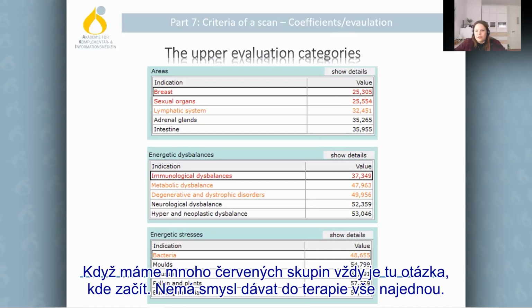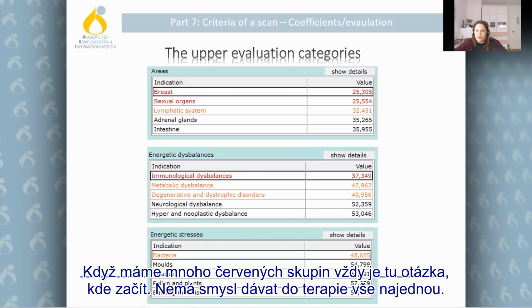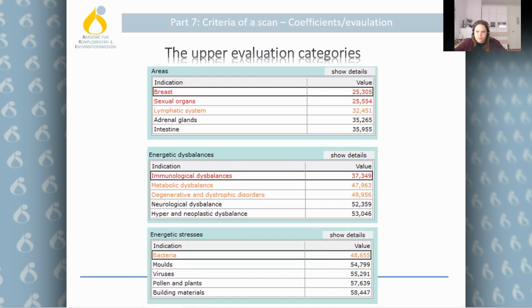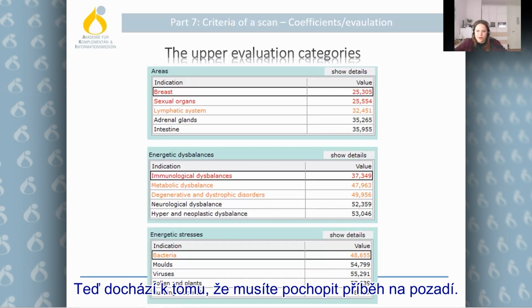So when you have many red groups, you always have the question, where do I start? Because it's not possible to treat everything at the same time with BICOM. So this is where you have to read the story behind it.